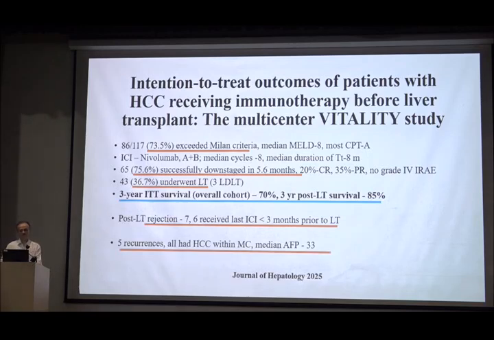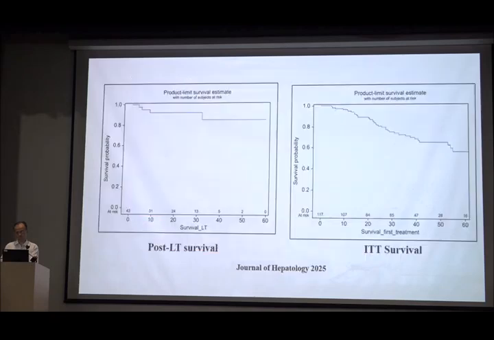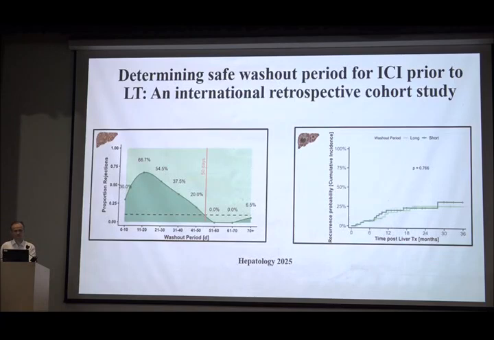All had HCC at the time of transplantation within the Milan criteria, but a relatively higher AFP value, again emphasizing the importance of the tumor biology, not just the number and the size of the tumor. And as discussed, the post-LT survival was close to 85% at the end of 3 years, and the intention to treat survival of the whole cohort was close to 70%.